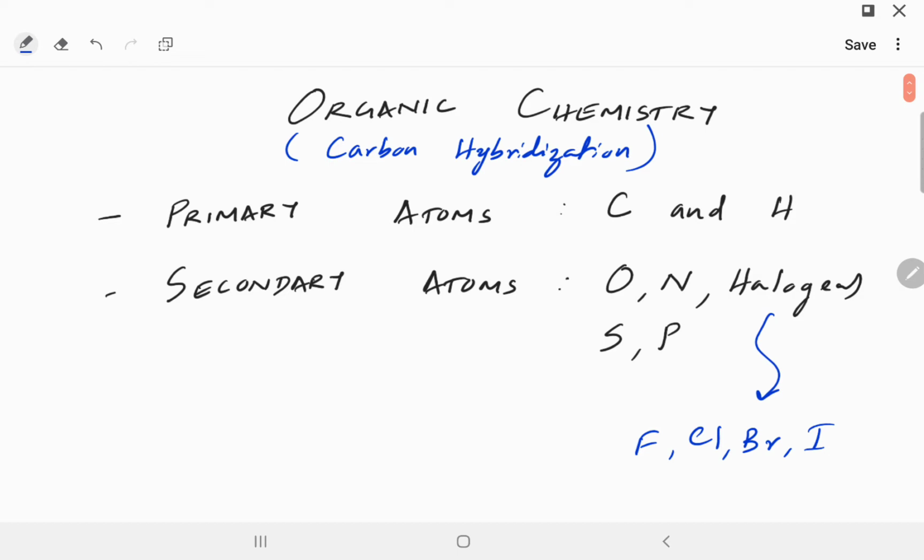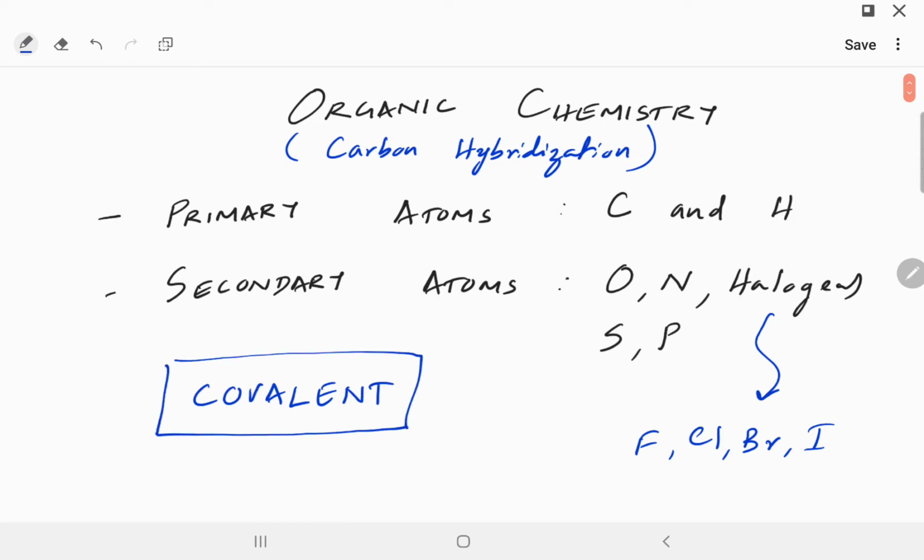So these are the primary and secondary atoms of organic compounds, and as you can see, all of these atoms are non-metals. So basically, if you only have non-metals in a chemical compound, they tend to have covalent bonds. That is important to remember. They are going to have covalent bonds because you're going to have bonds between non-metals.